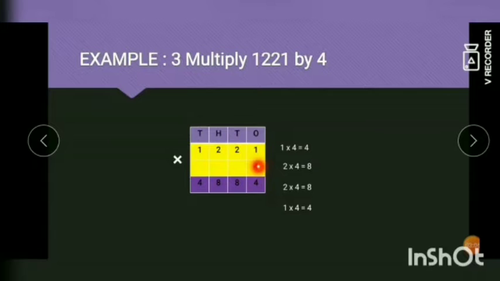Next we multiply the tens place. 4 2s are 8. Next we multiply the hundreds place value. 4 2s are 8. Next we multiply the thousand place value. 4 ones are 4. So we get the answer 4884.